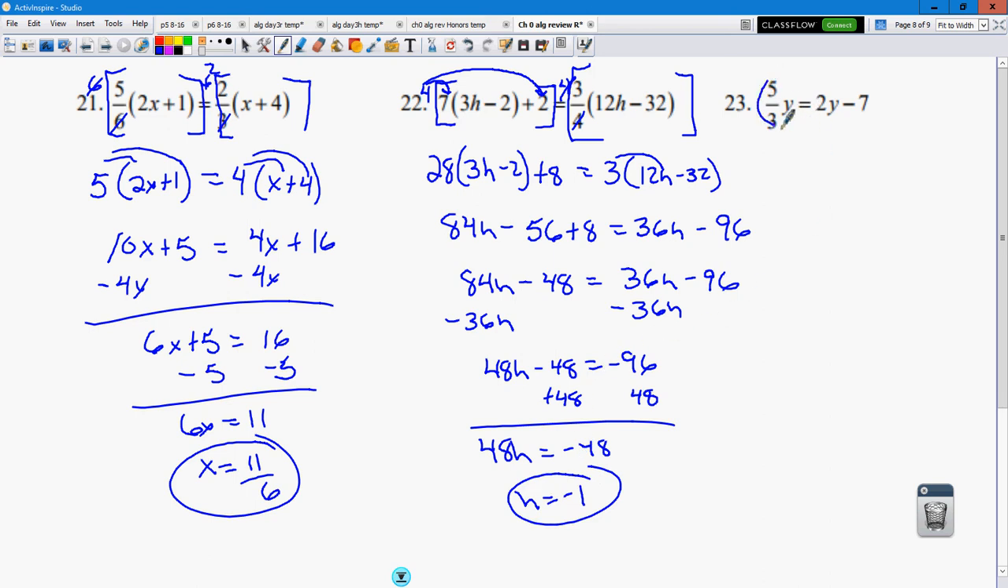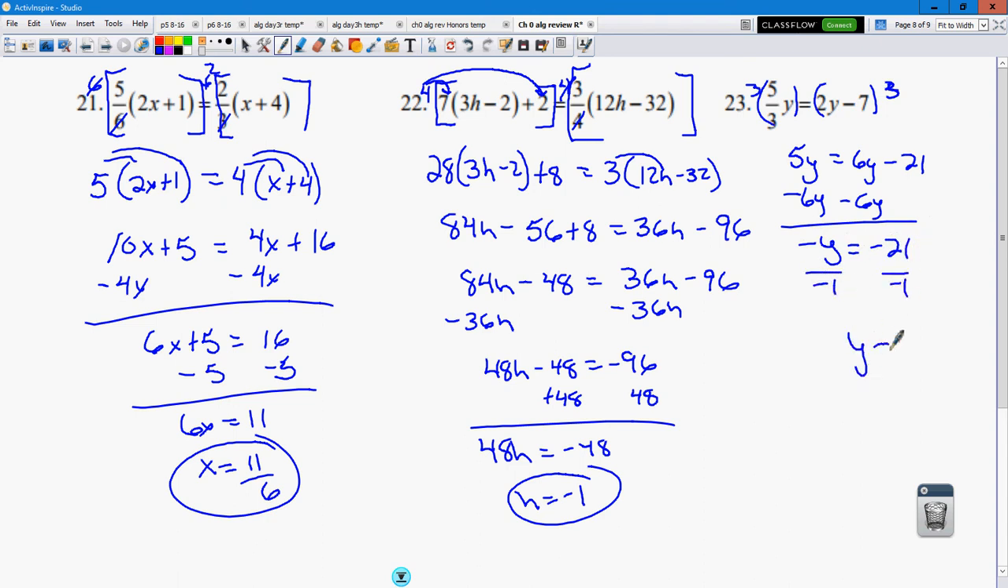I see a fraction. I'm going to multiply by the lowest common denominator. This one's going to cancel out, leaving me 5y. 3 times 2 is 6y. 3 times negative 7 is negative 21. I like to move y where it's the biggest, but this y doesn't have anything attached to it, so I'm going to subtract 6y. I now have a negative y equals a negative 21. When I divide by a negative 1, I get y equals 21.